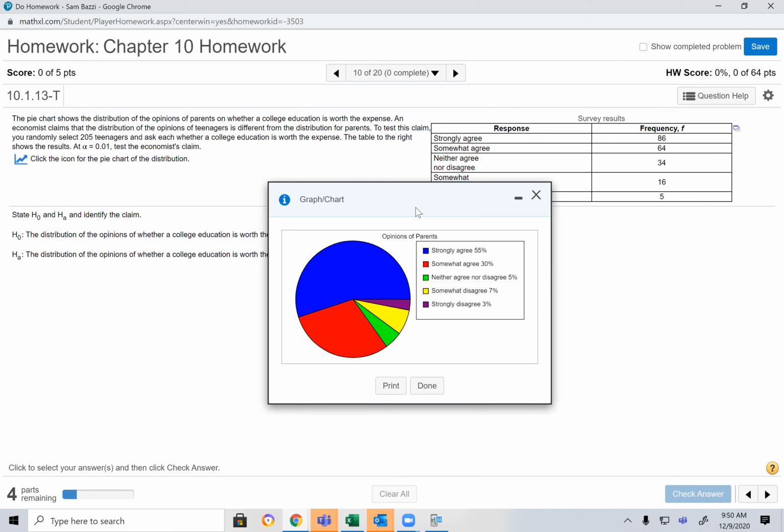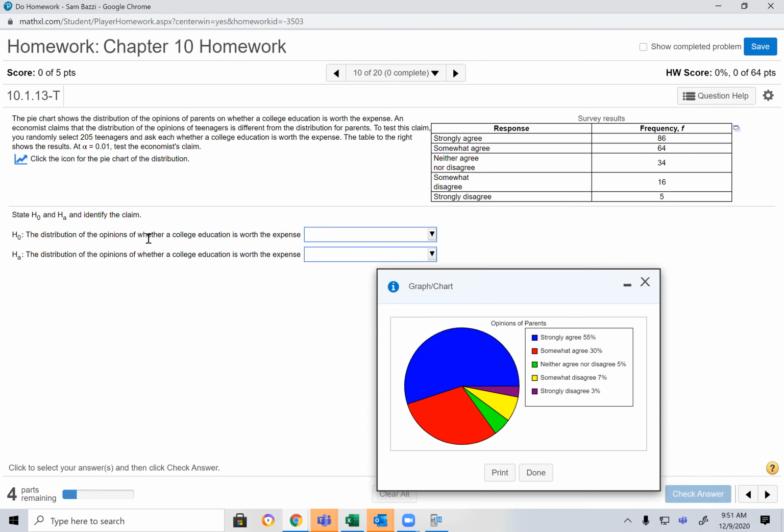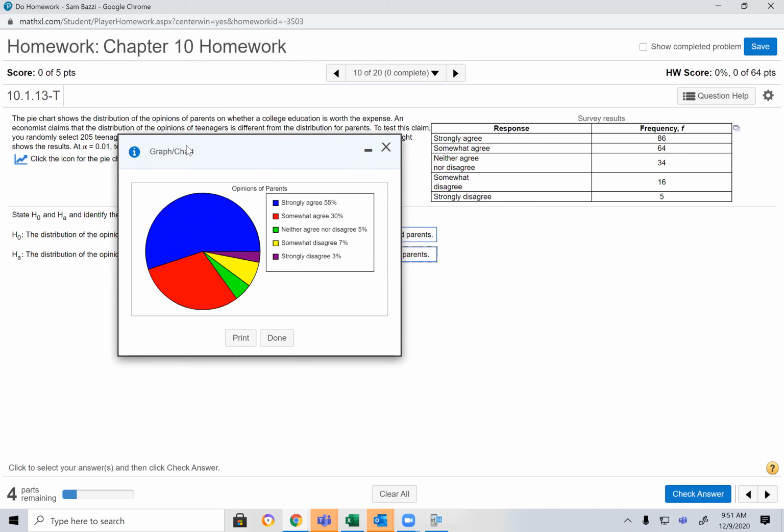The pie chart shows the distribution of the opinion of parents on whether a college education is worth the expenses. An economist claims that the distribution of the opinion of teenagers is different from the distribution of parents. To test this claim, the null hypothesis is that the distribution of the opinion whether a college education is worth the expense is the same for teenagers and parents, and the alternative is that it is different for teenagers and parents. So this is the null and the alternative hypothesis.